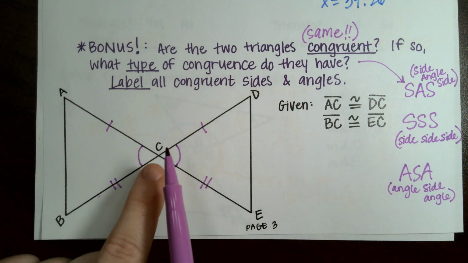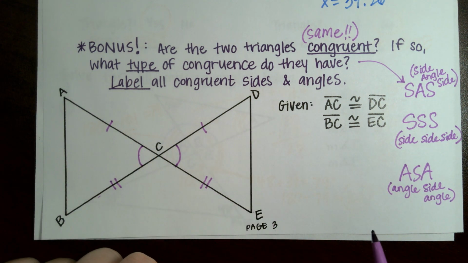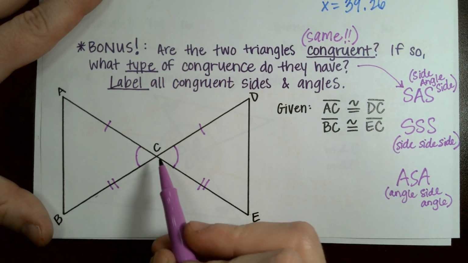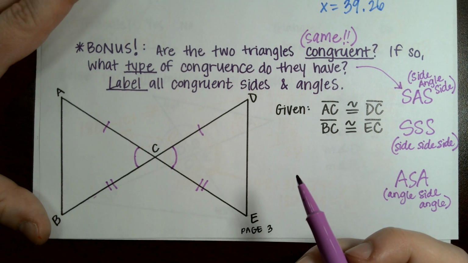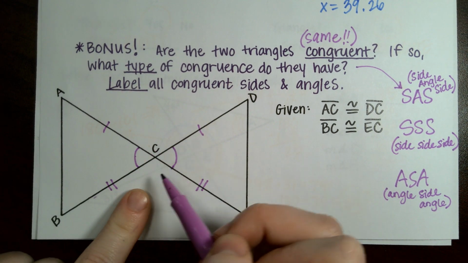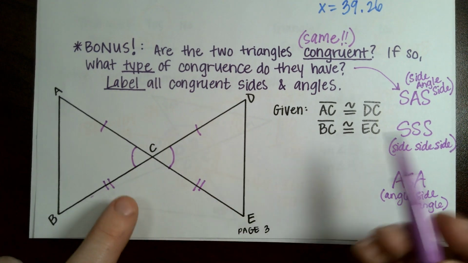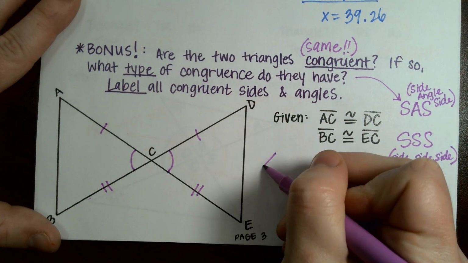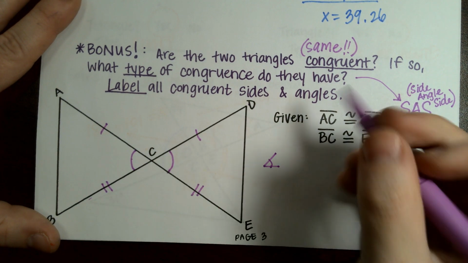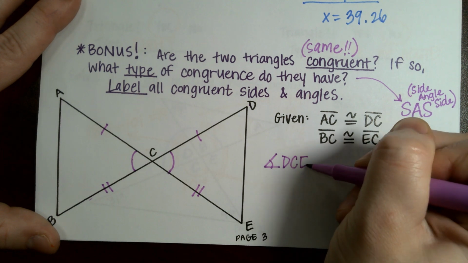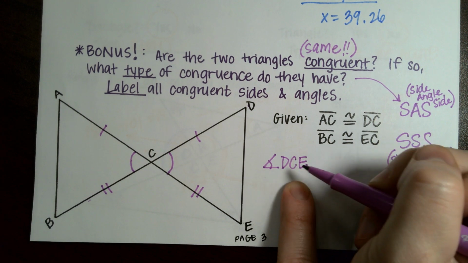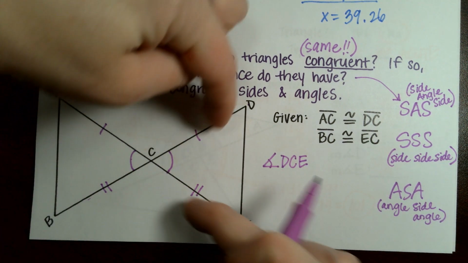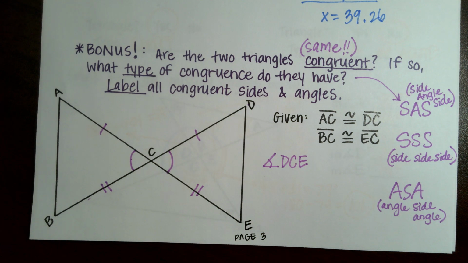Now, whenever we have angles of a triangle, we label them a little bit differently. Instead of just writing angle C is congruent to angle C, which could mean this angle, this angle, or this one, we want to actually use three points to label. So we're going to call it angle DCE, where your middle letter is the vertex of the angle, and the outside letters are those rays pointing out, or in this case, sides.